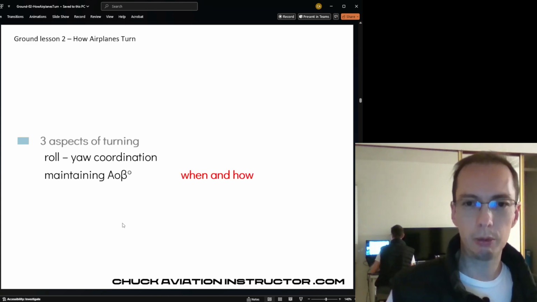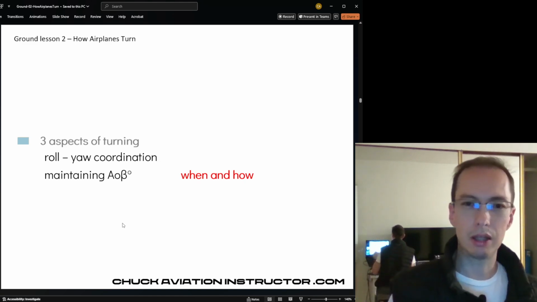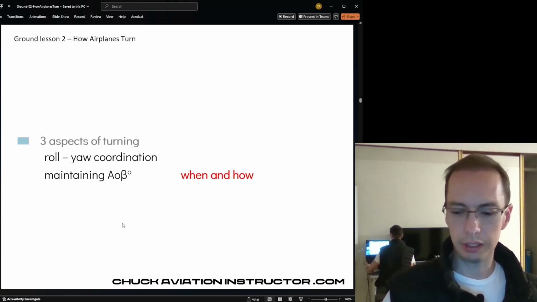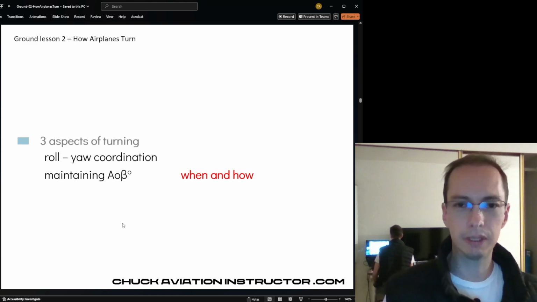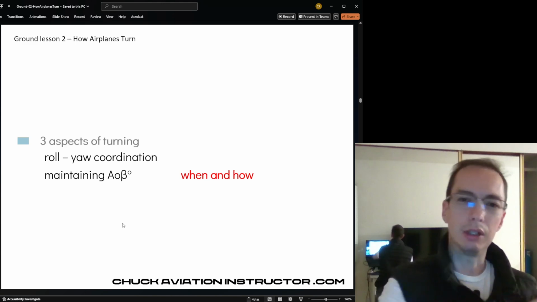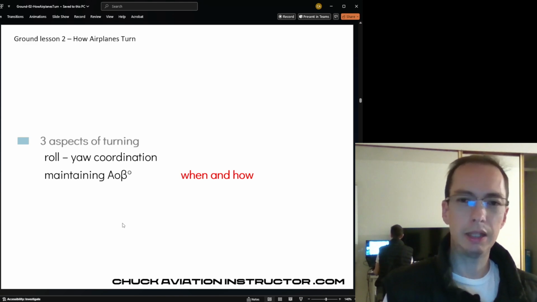When and how? Throughout the turn. Okay, let's talk about how. You see, the ailerons are different from your car control wheel. On the ground surface, in a two-dimensional plane, when you turn, be that your car or any other ground vehicle, you need to keep the control wheel turned throughout the turn. But that's not the case with the stick or the yoke in the airplane.